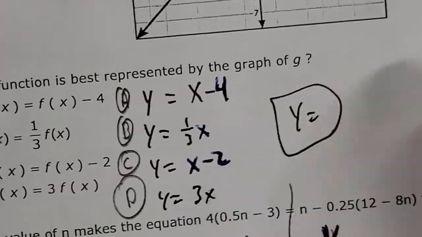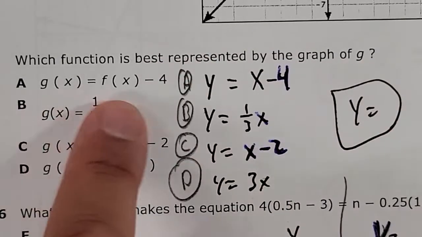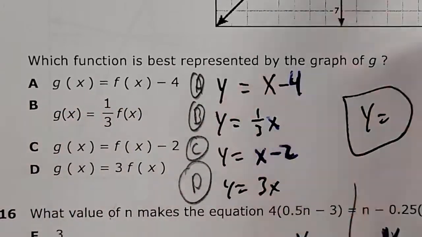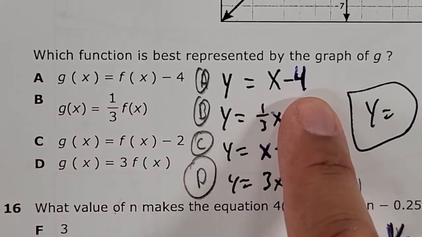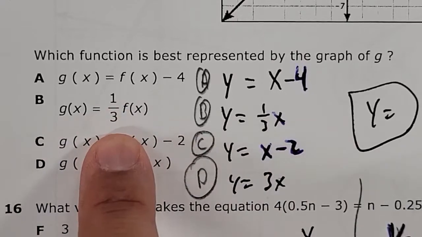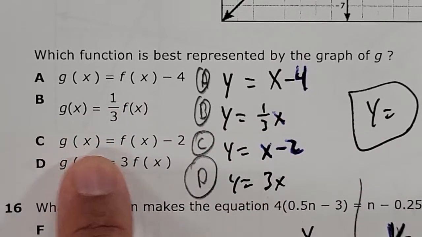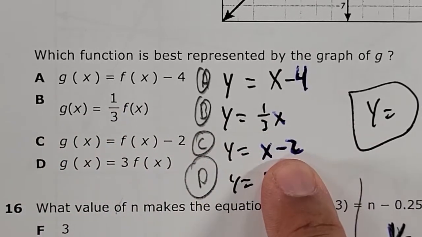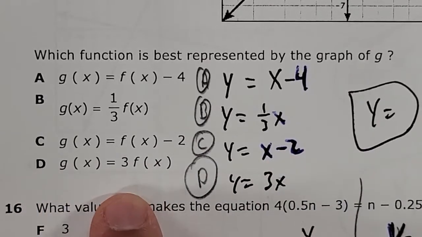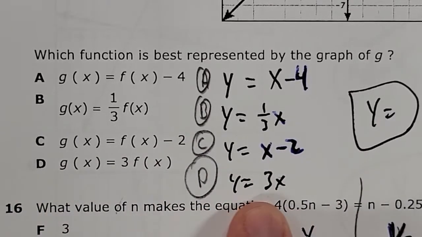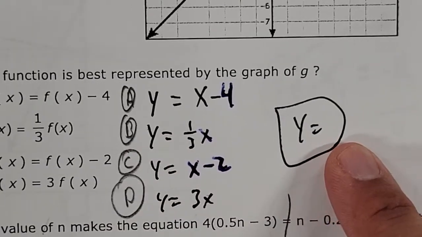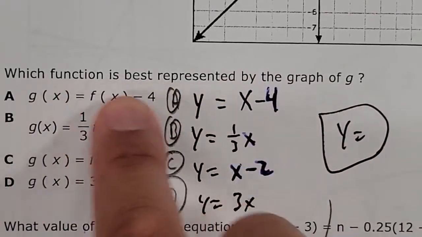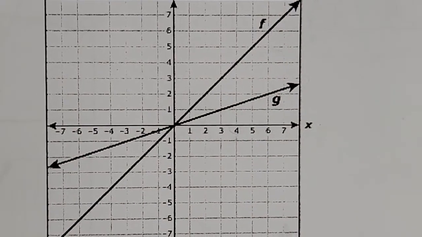Now for number 15, guys, you're going to put these in one at a time. Now I know it looks kind of weird here. All right, but basically all you're going to do is just rewrite this in y equals form. So y equals x minus 4, y equals 1/3 x, y equals x minus 2, so that's a minus right there. And then you have y equals 3x. So put these in your calculator one at a time, and push trace, and it says which function best represents the g. So which one of those looks like the g line?